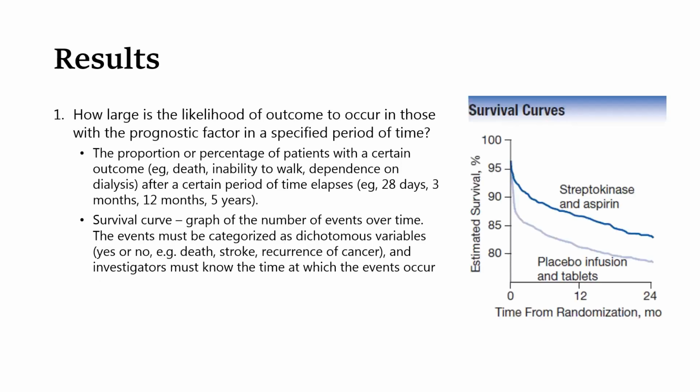The survival curve is another way to depict the results. It is a graph of the number of events over time. The events must be categorized as dichotomous variables, yes or no, such as death, stroke, recurrence of cancer. And investigators must know the time at which the events occur. In the survival curve shown, the outcome is survival after a myocardial infarction compared between a treatment group and control group. After 2 years, around 85% survive in the treatment group versus around 80% in the control group.